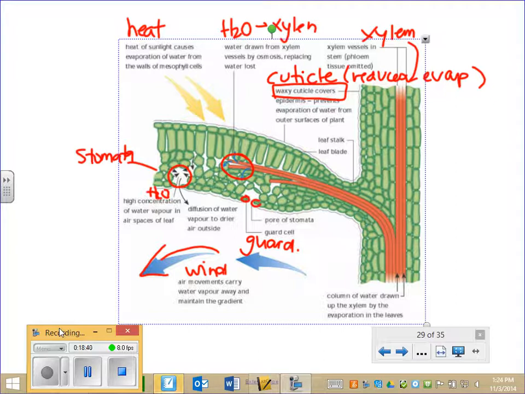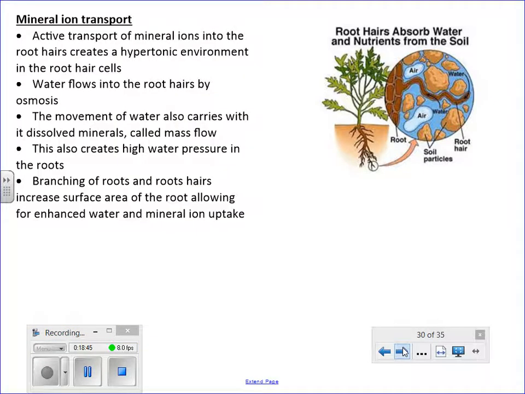So then we have one more thing to discuss in terms of water, and that one more thing is what is happening in the roots. And so if you look at the title of this screen, it doesn't even say water, it says mineral ion transport. And that's because water needs some help in the roots. In the roots, there is active transport of mineral ions into the root hairs. And this creates a hypertonic environment in the cells of the root hair.